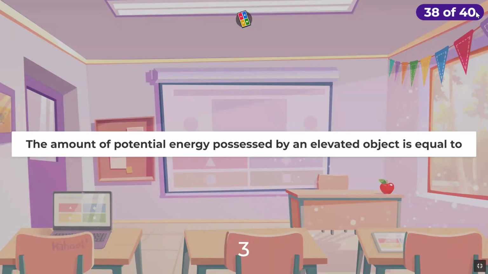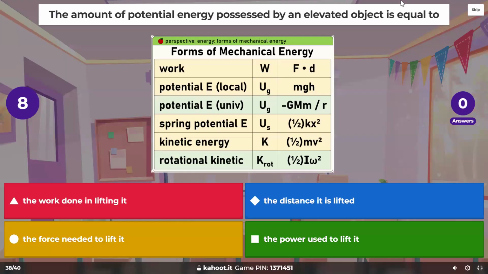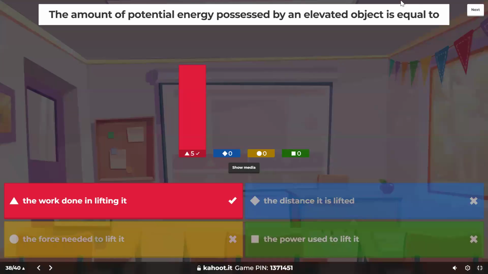Amount of potential energy possessed by an elevated object is equal to. All right. Yeah, work done lifting it. So you guys know work is force times distance. The force to lift something could be equal to its weight, mg. The distance you lift it could be the height you give it, h. Put it all together, mg times h. Hey, that's mgh. That's potential energy, right?